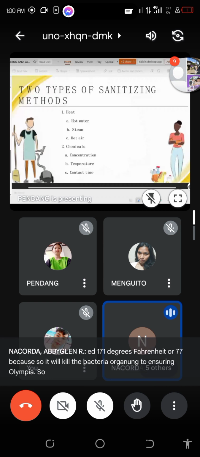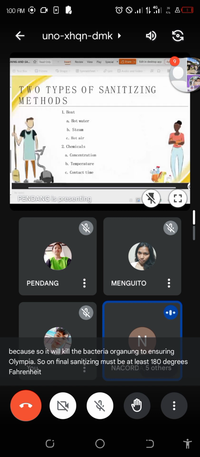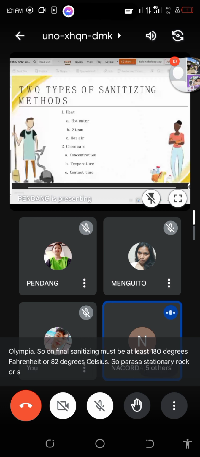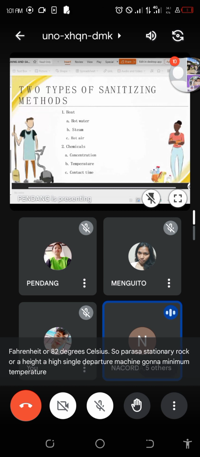The final sanitizing rinse must be at least 180 degrees Fahrenheit or 82 degrees Celsius. For a stationary rack or a high single-temperature machine, the minimum temperature is 160 degrees Fahrenheit or 74 degrees Celsius.